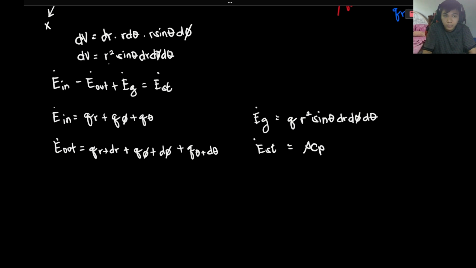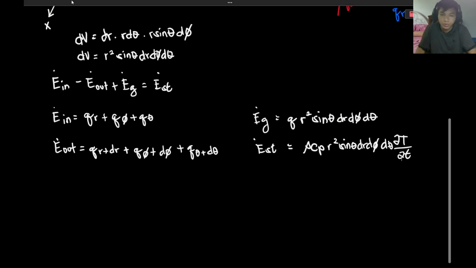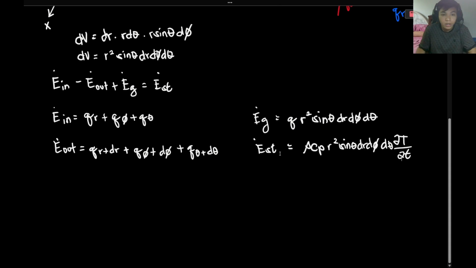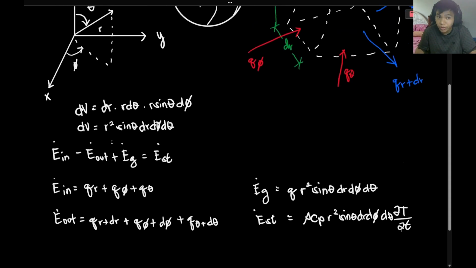And then our dV, which is this, r squared sine theta dr d phi d theta. And then our partial derivative of temperature with respect to time. So, that is our energy stored. Okay? Now, these values also have corresponding equations.